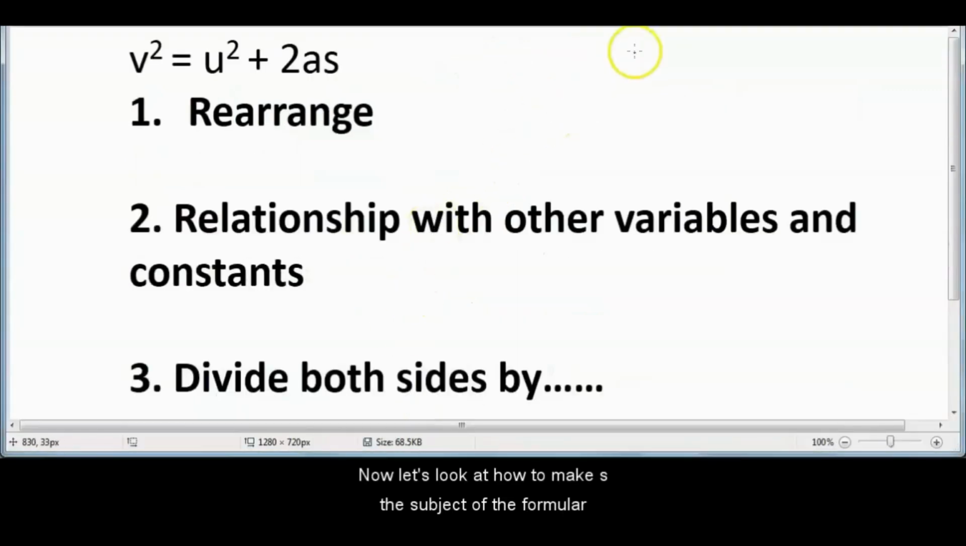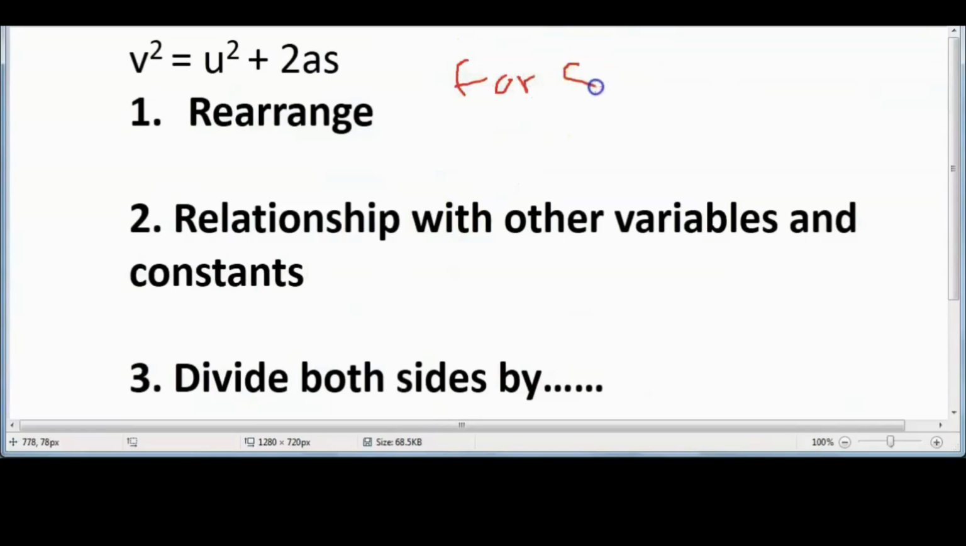Now let's look at how to make s the subject of the formula. So now, putting 2as on one side of the equation, we are going to have minus 2as is equals to u square minus v square.